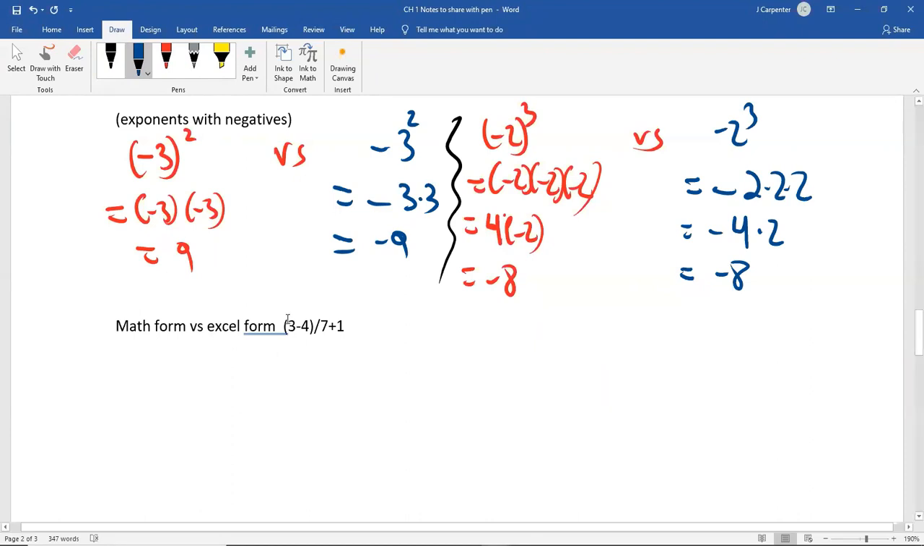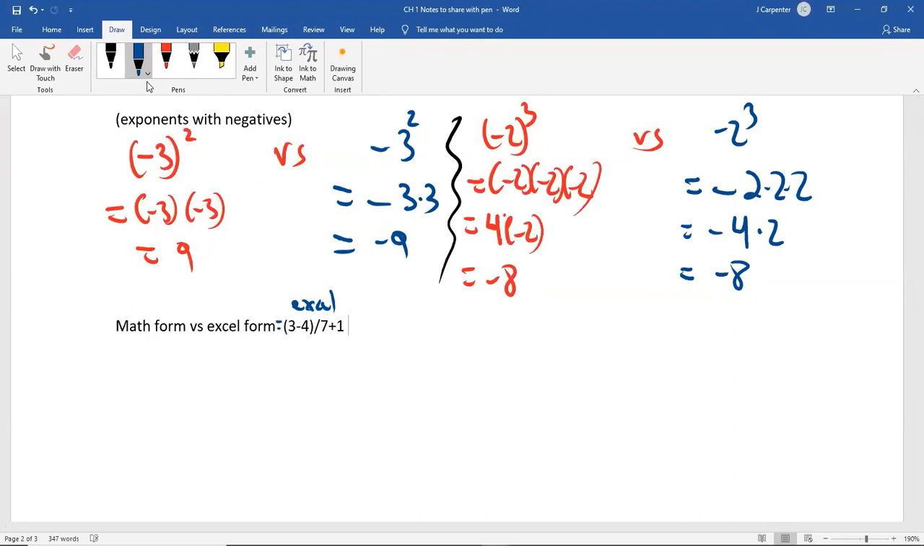Okay. Math form versus Excel form. So this 3 minus 4 in parentheses, slash 7 plus 1, is kind of like something that would be seen in Excel form. Some people would argue this is still math form, but this is how things look in Excel generally. So this is how something would look in Excel with an equals in front of it if you actually want Excel to do the thinking for you.